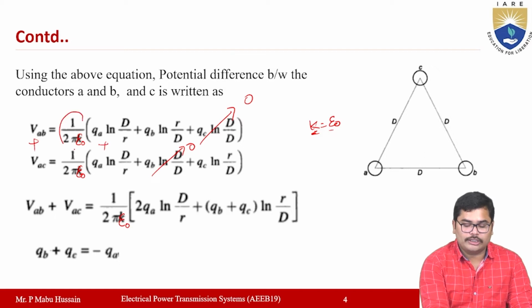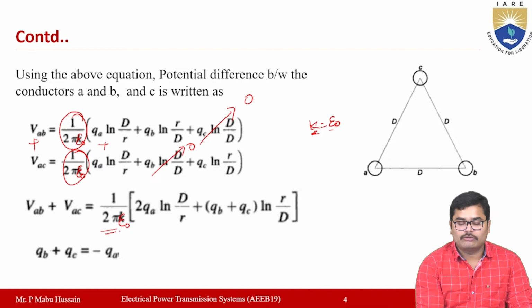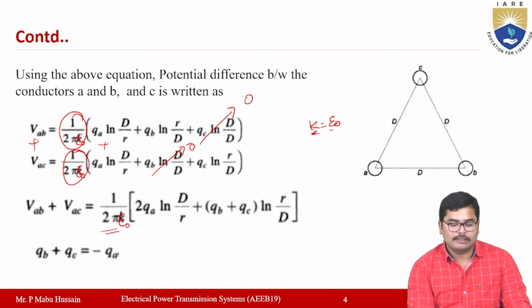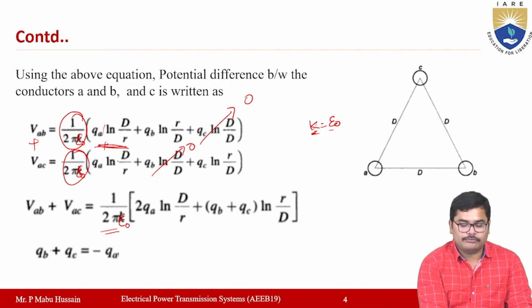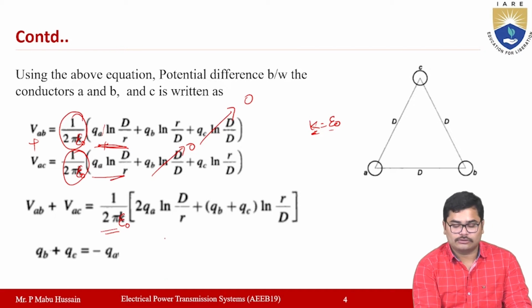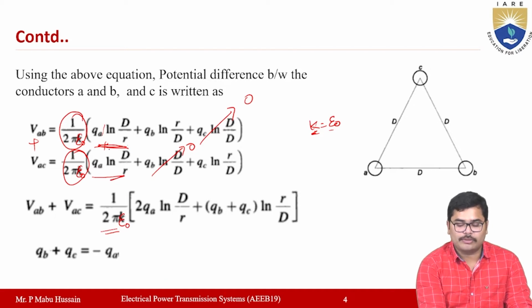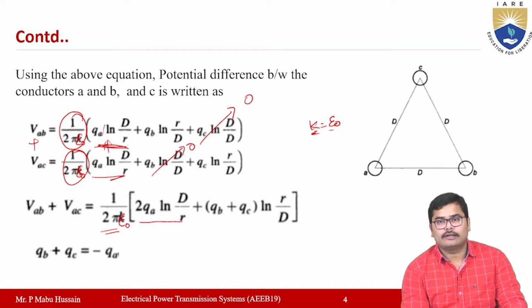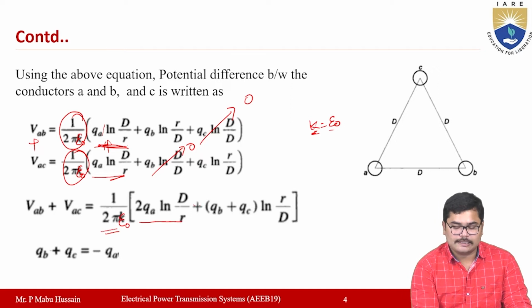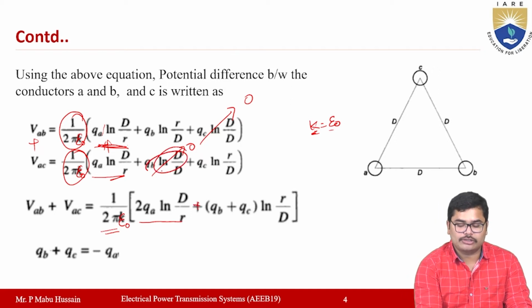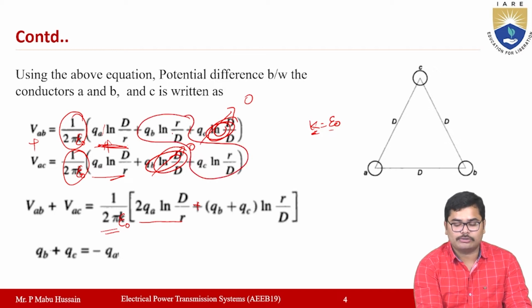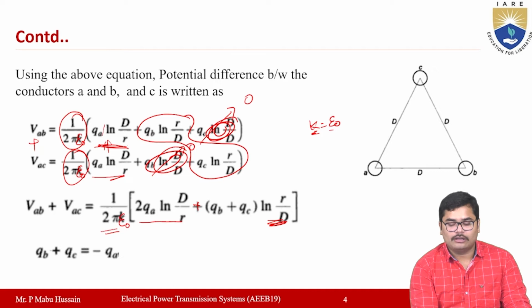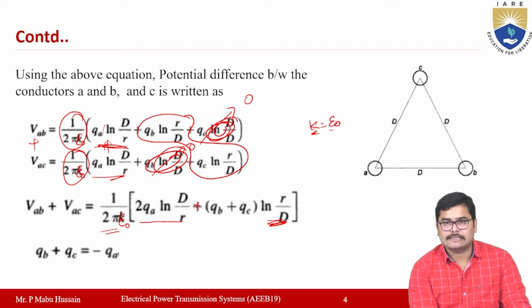Now in both terms, you have 1 by 2 pi epsilon naught, so it will be common. Then in the first term, QA is common: QA ln d by r plus QA ln d by r. If you add these two, you will get 2 QA ln d by r. Now this term is 0 and this term is 0. In the remaining two terms, ln r by d is common, and when you take ln r by d as common, you will get QB plus QC.